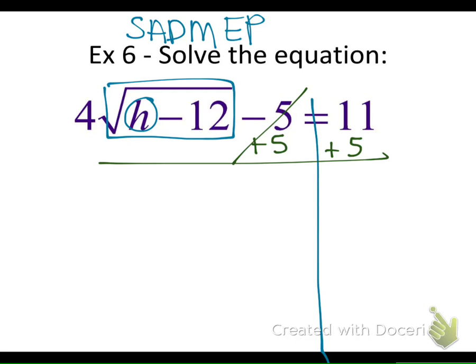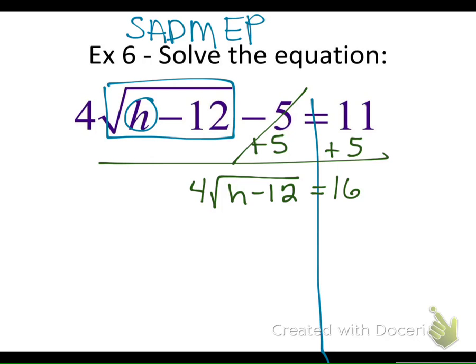So what do I bring down on my left side now? Tell me everything I bring down on my left side. You bring down square root h, -12, and then that's it. Is that it? What are we missing? You gotta drop that 4. Yeah, drop that 4 too. Then I bring down my equal sign, and then on my right side, what do I bring down? 16.